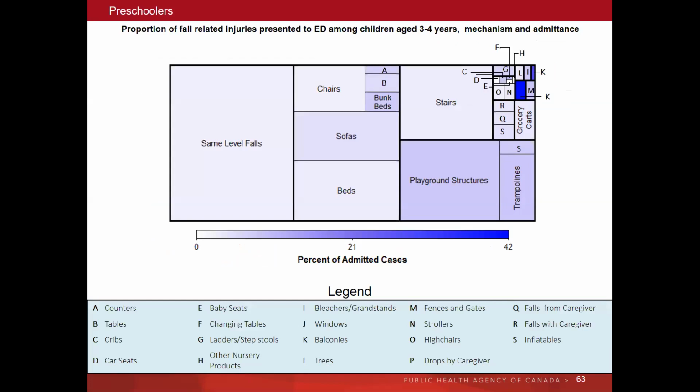The top 3 mechanisms for this age group are same level falls, falls from playground equipment, and falls downstairs. Very few children are falling off furniture, as you can see at this point, but they're more often venturing out into the playgrounds. Regardless, the overall percent admitted matches that of the average at around 4%, whereas 68% of children were treated in the emergency departments.